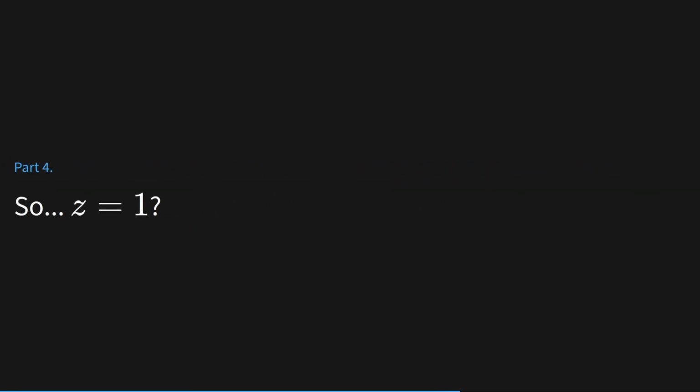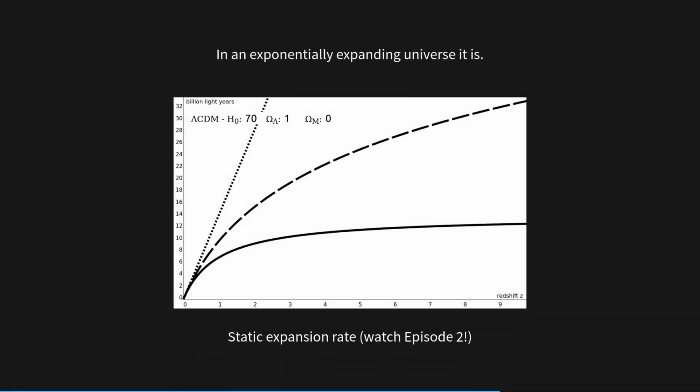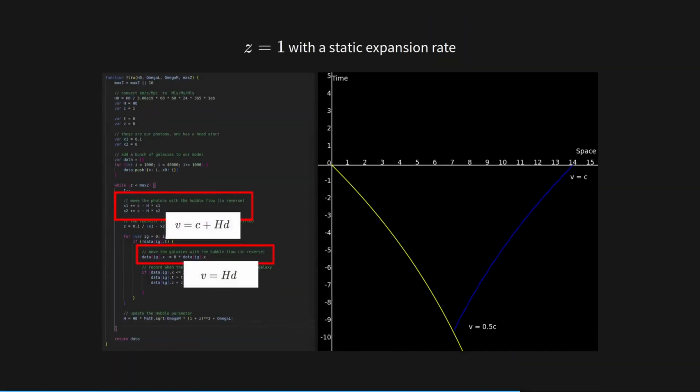You may be wondering, what about that z equals 1? At z equals 1, time is dilated by a factor of 2. It seems that should be related to the speed of light somehow. Well, in an exponentially expanding universe it is. When the expansion rate is static, the speed of the galaxy at z equals 1 will be the speed of light. And that's today. When the light was emitted, it will be half the speed of light. Because at z equals 1, everything is half or doubled. That's just how that works.